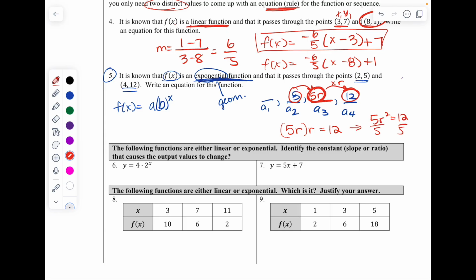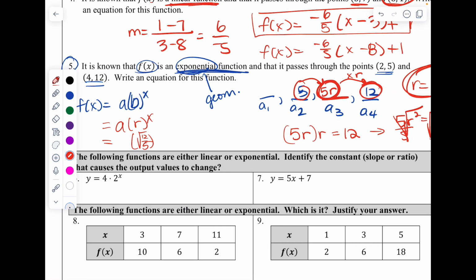Divide both sides by 5, and I end up taking the square root of both sides. We can just take the principal square root because exponential functions won't be negative. We get r equals the square root of 12 fifths. So there's my value for r. Instead of b, we can use r to the x power, which in this case is the root of 12 over 5.